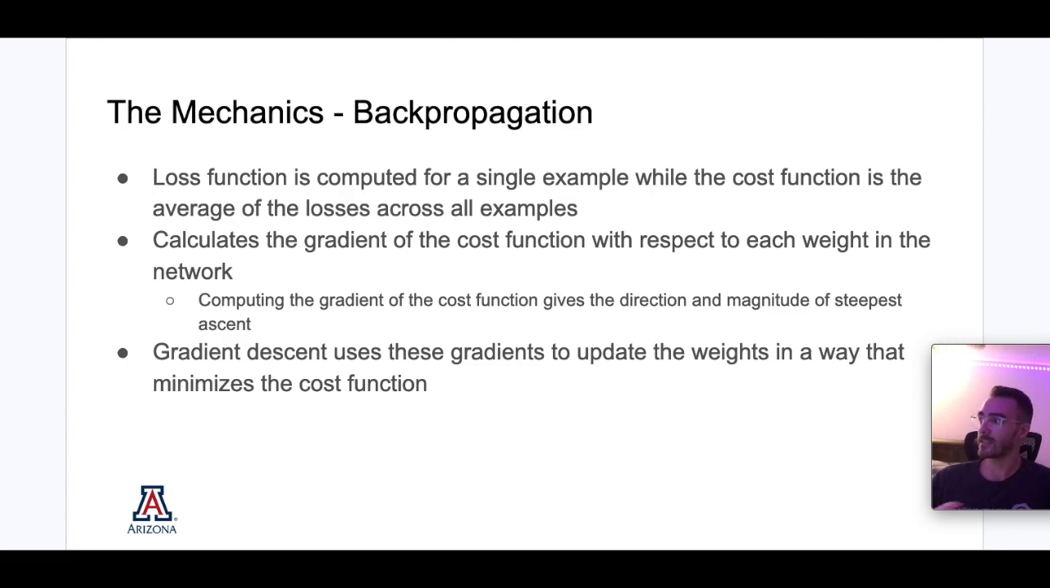So specifically, let's lay a little bit of foundation on what backpropagation is. First, we talked about our loss function that we defined earlier. That's computed on a single example in the data set, while the actual cost function is the average of the losses across all of the examples in the data set.